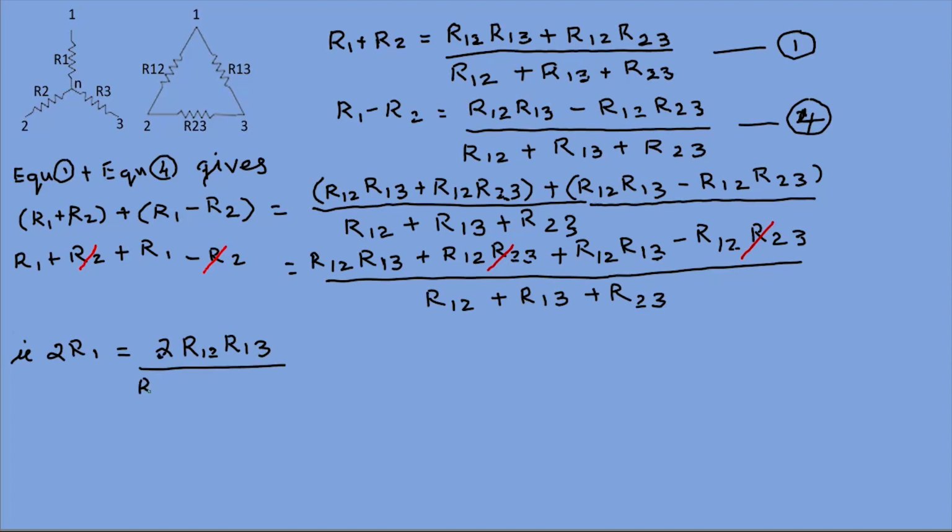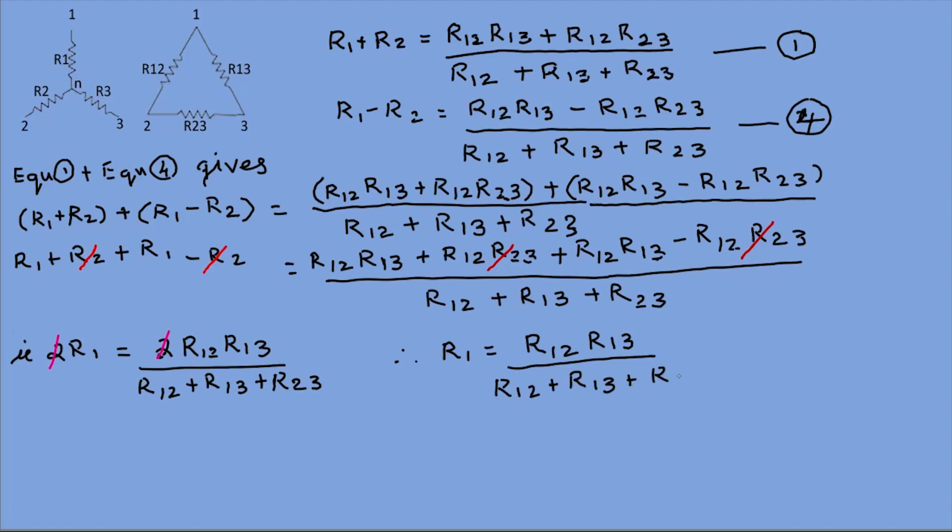Divided by R12 plus R13 plus R23. Dividing both sides by 2, R1 is equal to R12 R13 divided by R12 plus R13 plus R23. Let it be the fifth equation.